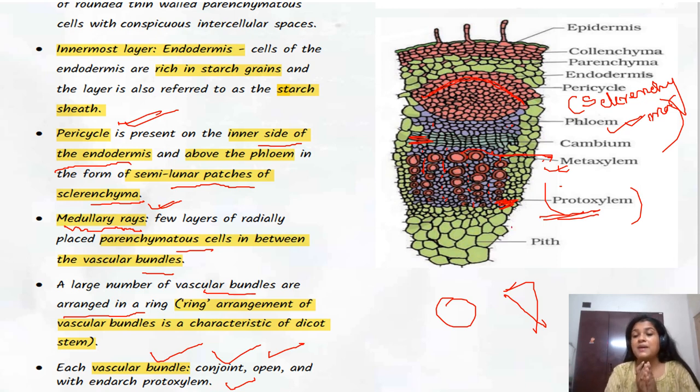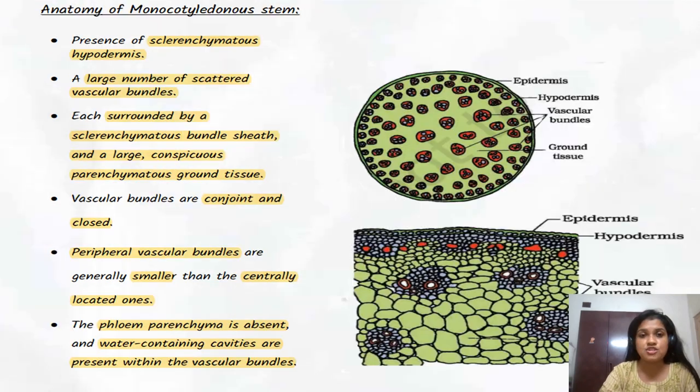Now each vascular bundle, you should not get confused here, each vascular bundle is conjoint and each vascular bundle is arranged in a ring pattern. Okay. So don't get confused here. This is not radially arranged, this vascular bundle is conjoint. But each vascular bundle is arranged in a ring pattern. Now clear? So this is all about the dicotyledonous shoot.